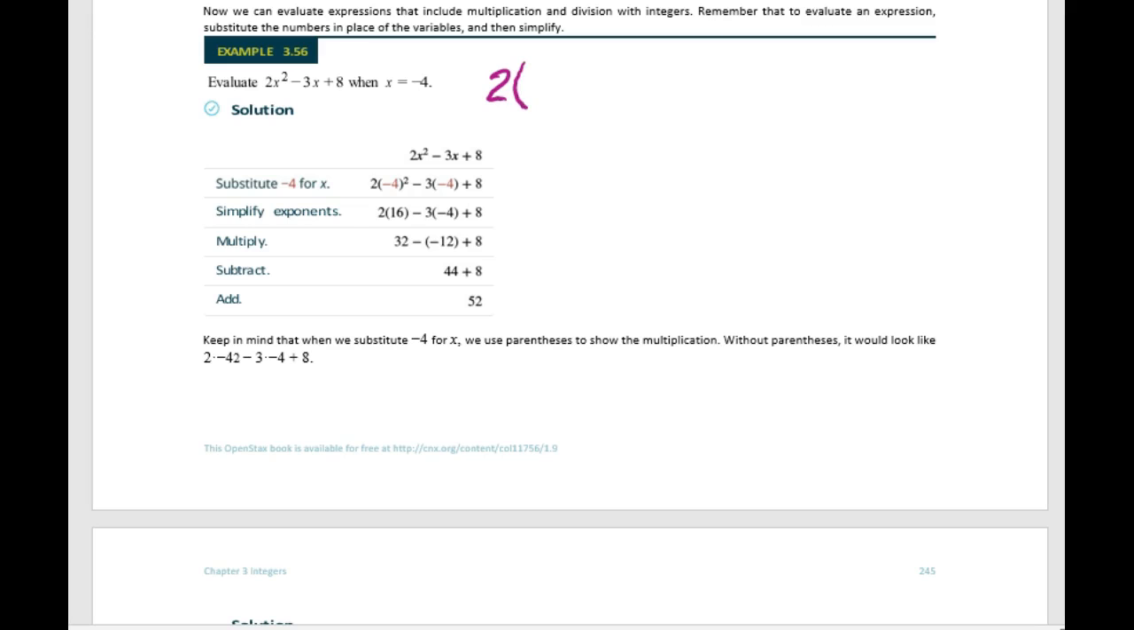So I have 2 times that negative 4 squared minus 3 times negative 4 plus 8. That's exactly what we got here. And see how they used parentheses as well? That's very important, as we saw above. So now I'm going to simplify my exponents first. So I know a negative 4 times a negative 4 gives me a positive 16. Then I go ahead and multiply the things that I have. So I've got 2 times 16 is 32. 3 times a negative 4 is negative 12. And I leave all of my other signs alone.